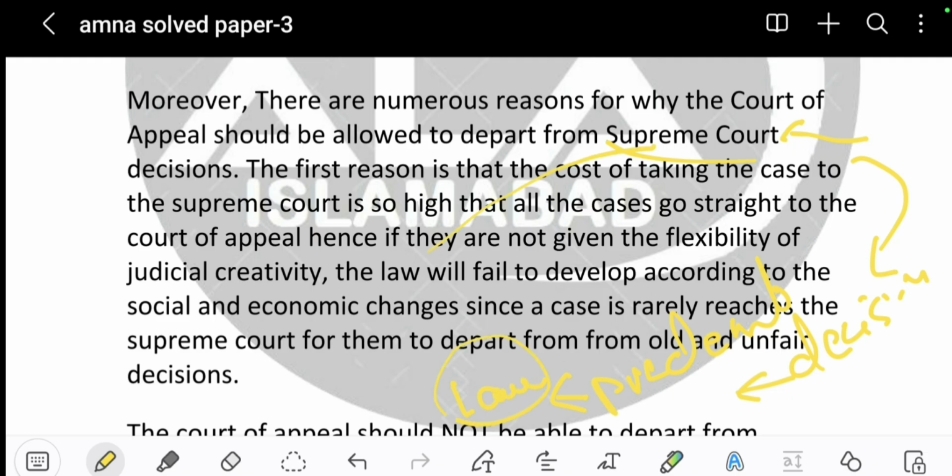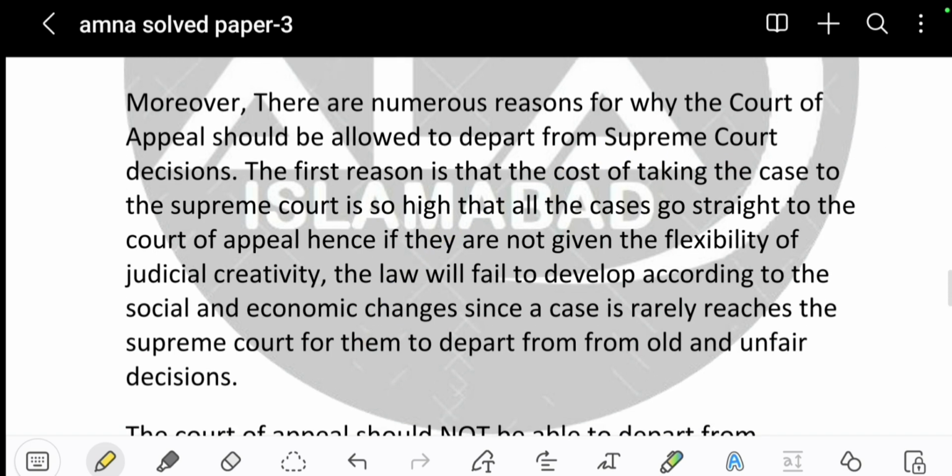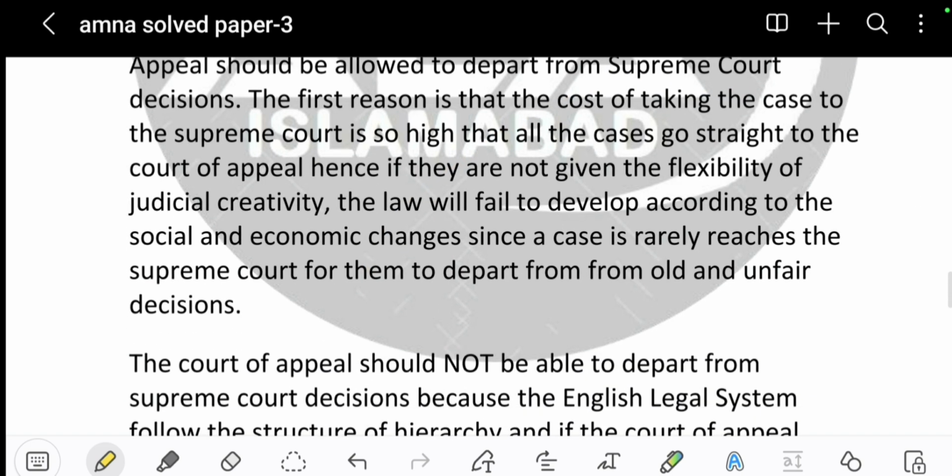So if the Supreme Court is not participating in changing laws and making more precedents, then the law will not develop, the law will not be up to date. That's the reason the Supreme Court needs to take more place in changing laws and making them up to date. So I'm going to start the next paragraph now.